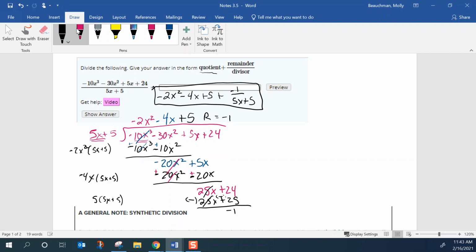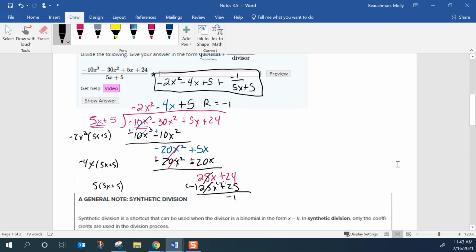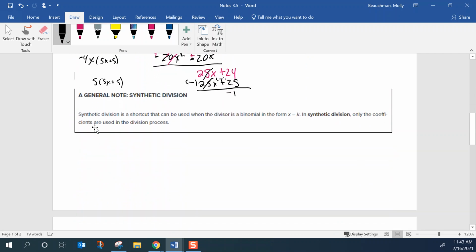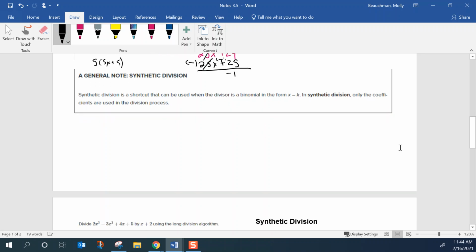So that process will work on any polynomial. The polynomials we're going to work with to graph are going to have divisors in the form x minus k, just a single x plus or minus some value. So we're going to use something called synthetic division, which is a faster version of what we just did. In synthetic division, we use only the coefficients. So let me show you the shortcut.